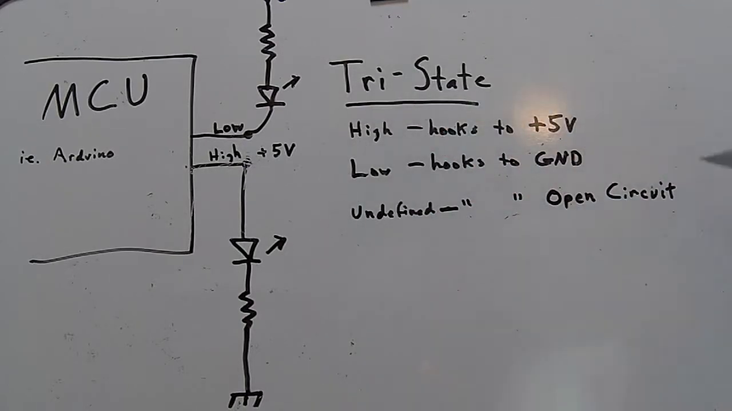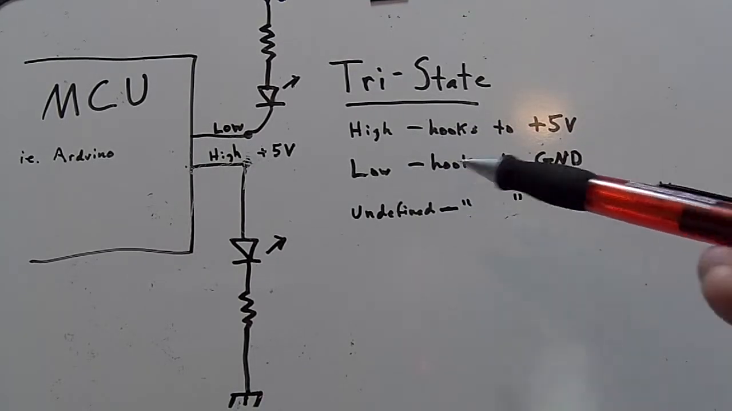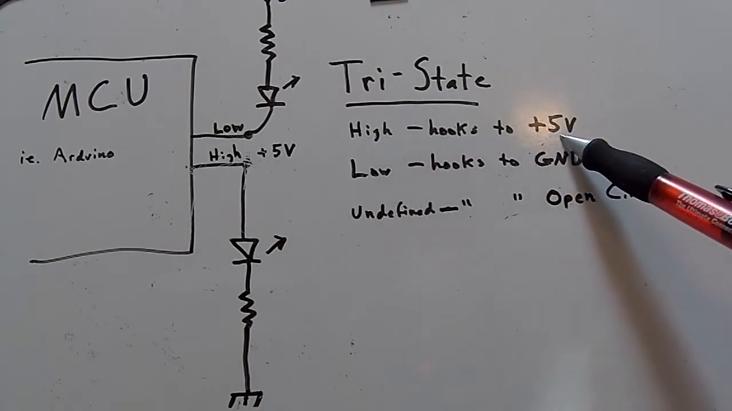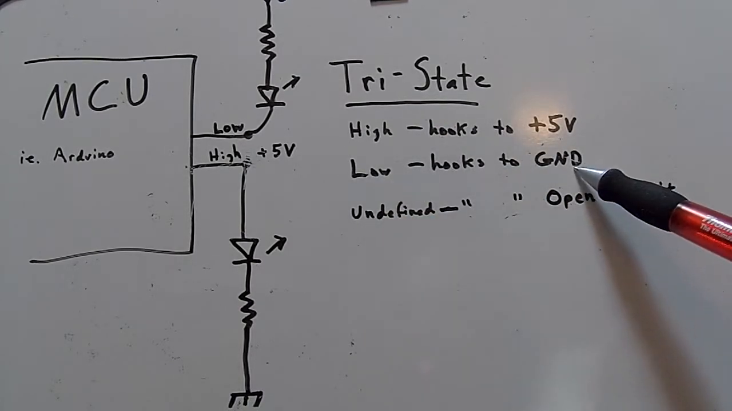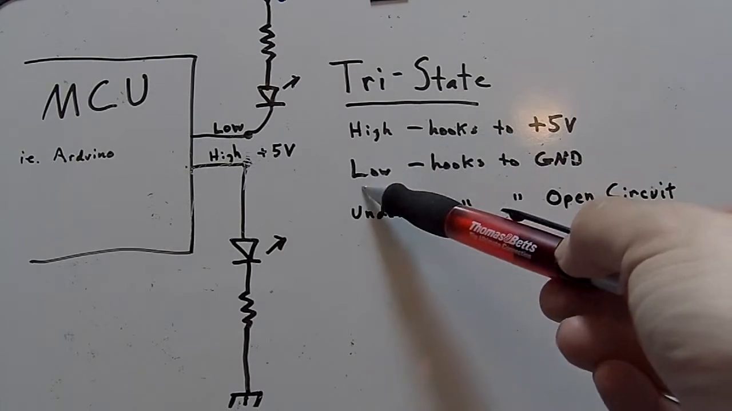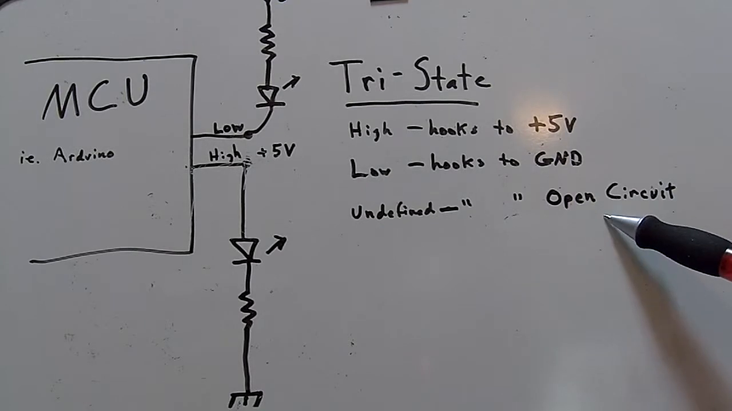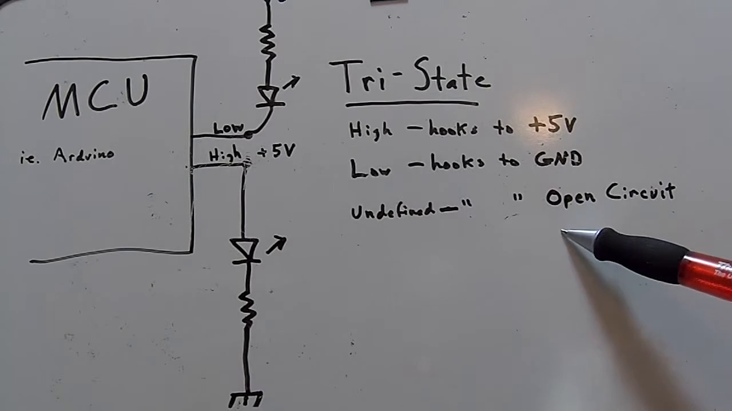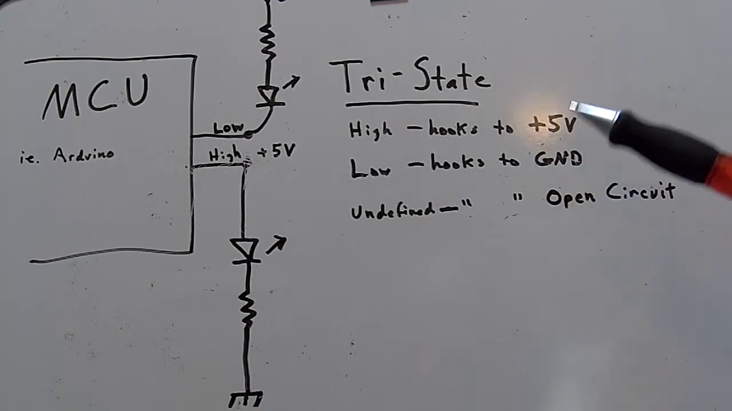A tri-state buffer, or anything that works in a tri-state, isn't just on or off. It's actually got 3 states. When it's high, it's as if you're hooked to the +5. When you're low, it's as if you're hooked up to ground. When you're neither high nor low, when you're undefined, the pin's an open circuit. It's not connected to ground or to +5. So you've actually got 3 states. Plus, ground, open.